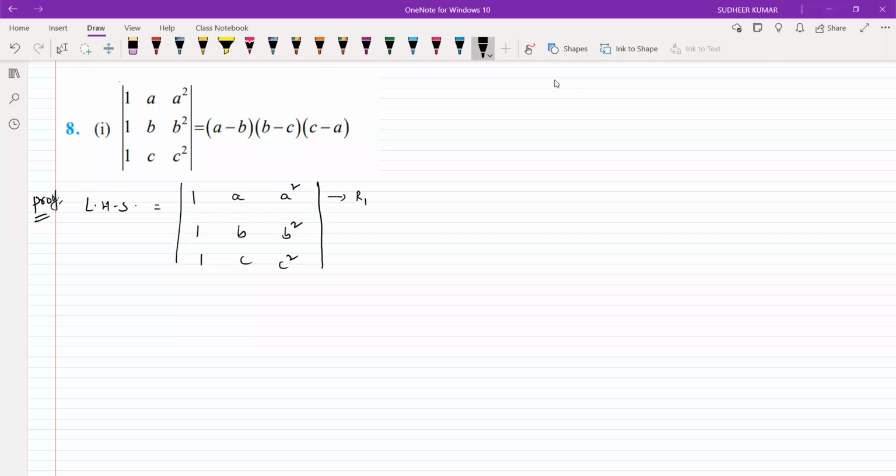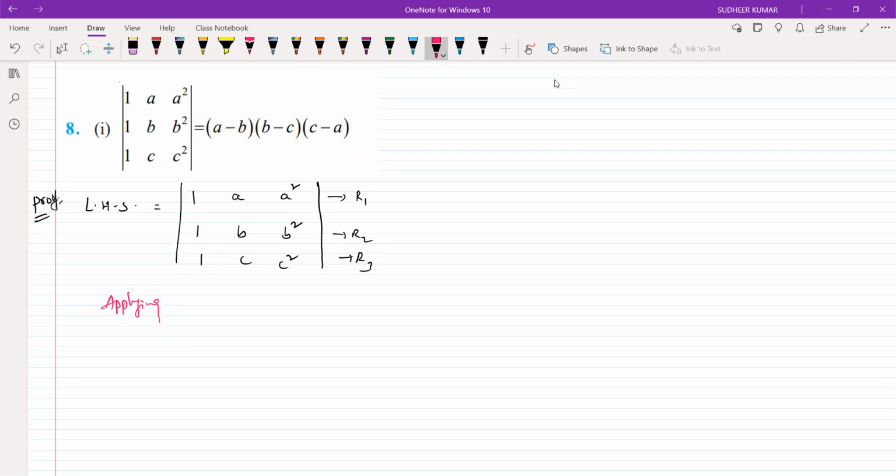Suppose let us take this is R1, and this is R2 and R3. So a minus b we need. So a minus b means if you apply R1 minus R2, we'll get a minus b, as well as 1 minus 1, 0 also we can make. Isn't it? Yes, sir. So we'll use the same operation.